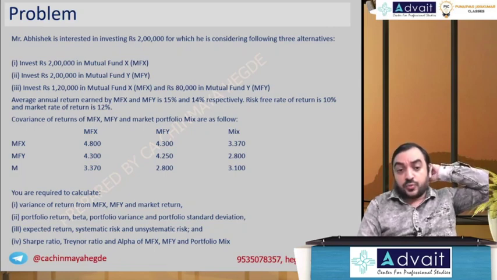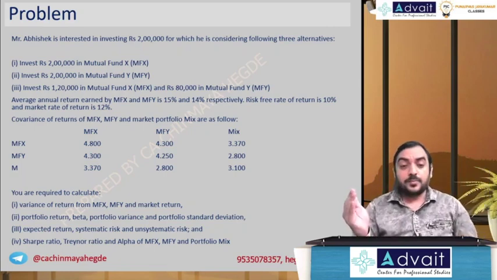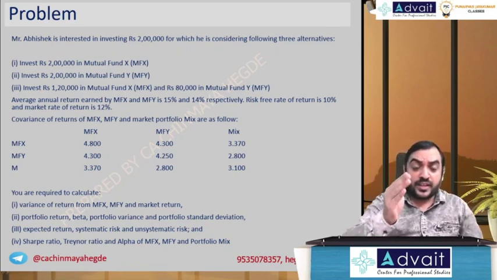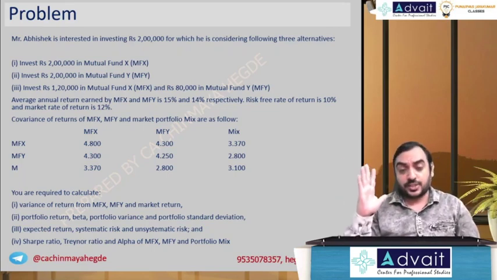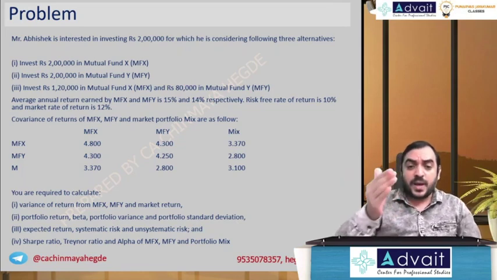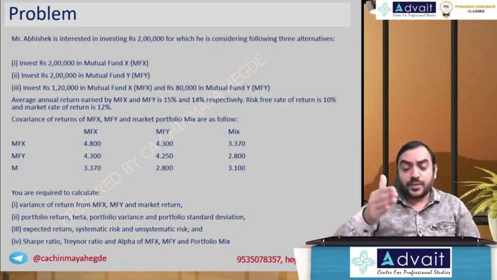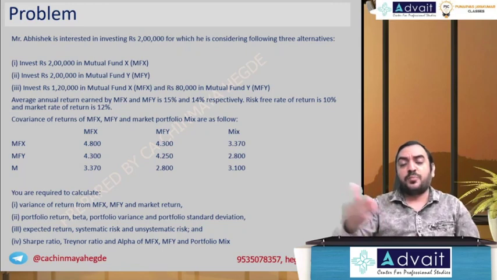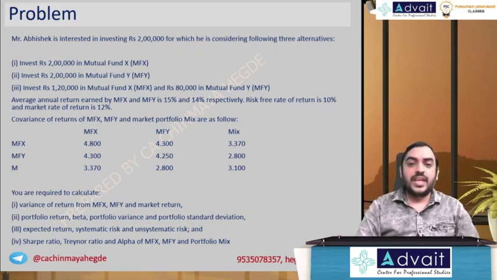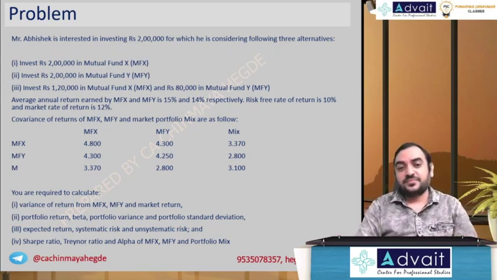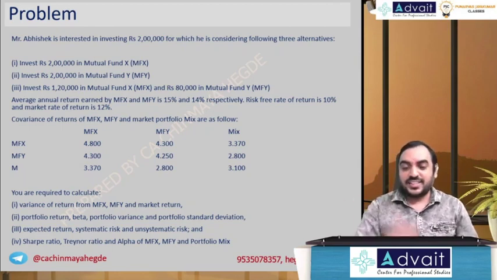You are required to calculate variance of X, Y, market return, portfolio return, portfolio beta, portfolio variance, portfolio standard deviation, expected return, systematic risk, unsystematic risk, Sharpe ratio, Treynor ratio, alpha of X, Y, portfolio mix. Everything. What else should you write in the exam? What else do you want? Everything is there. Fine. Again, a few small tricks which people get confused by. Let's see if we can address them first.